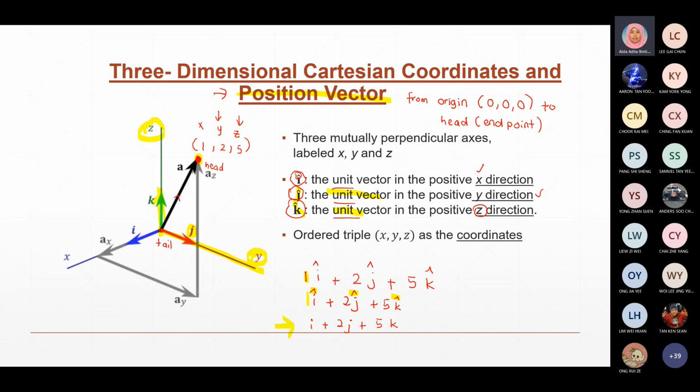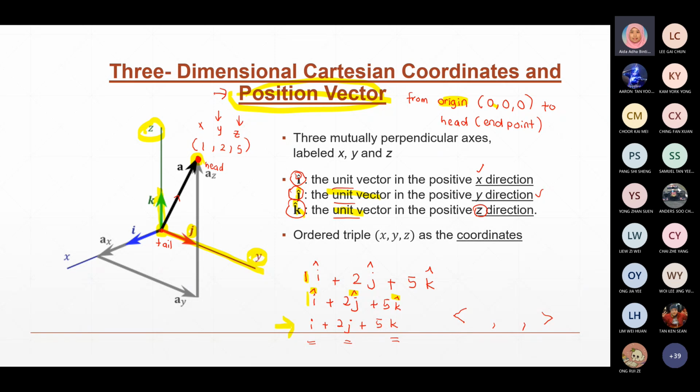So this is the point: the position vector is the vector from the origin, so where the origin is here, to the end point, the head here. Besides that, if you don't want to write it down in i, j, and k, you can also write it down in the arrow bracket. You can see we have the arrow bracket here.